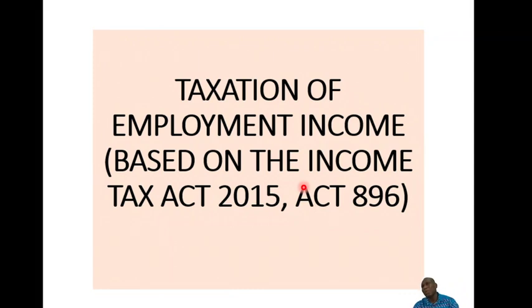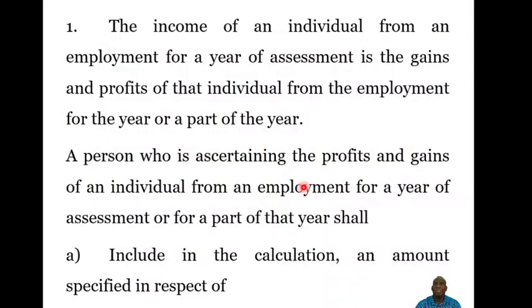Okay, now we come to the topic itself, taxation of employment income. Section 4, like I told you, is employment income, section 5 is business income, and section 6 is investment income. For business income, we have done that already. And now we are coming to employment income, which is one of the incomes that is taxed in Ghana. And this relates to employees under a contract of service.